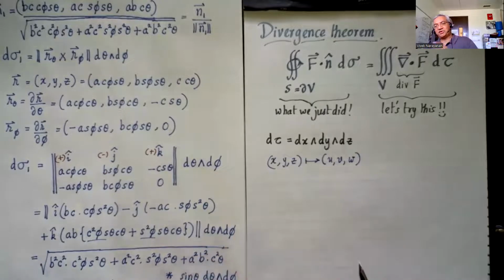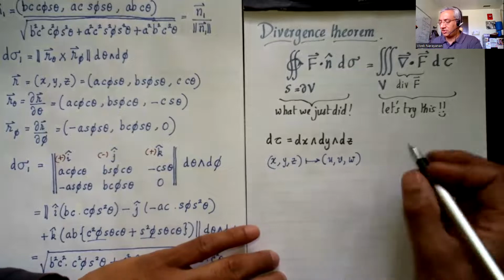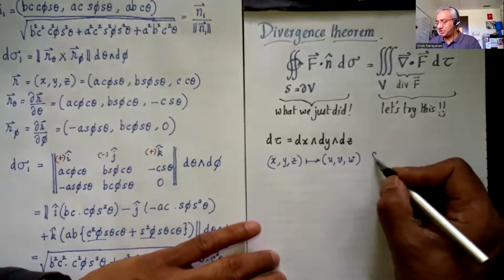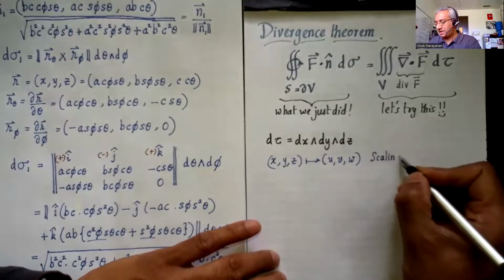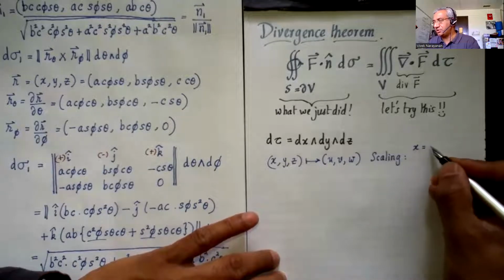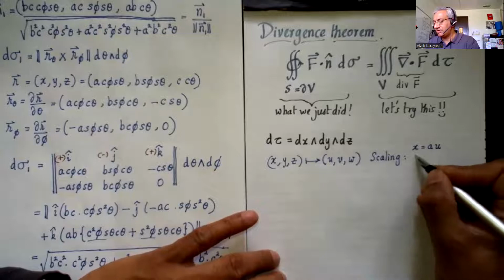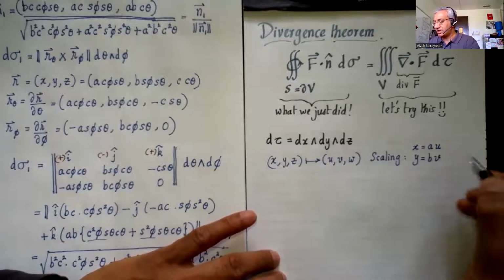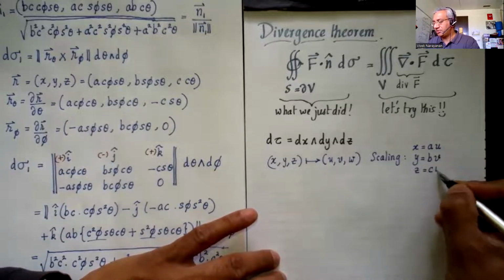This goes back to how do you make an ellipsoid look like a sphere? You can choose meter sticks that are different in different directions, such that they all agree to measure a circle instead of an ellipsoid. So that's really what's happening. These are called scaling transformations. And the scaling transformations, which means you're choosing 3 different rulers in 3 different directions, is x equals au, y equals bv, and z equals cw.